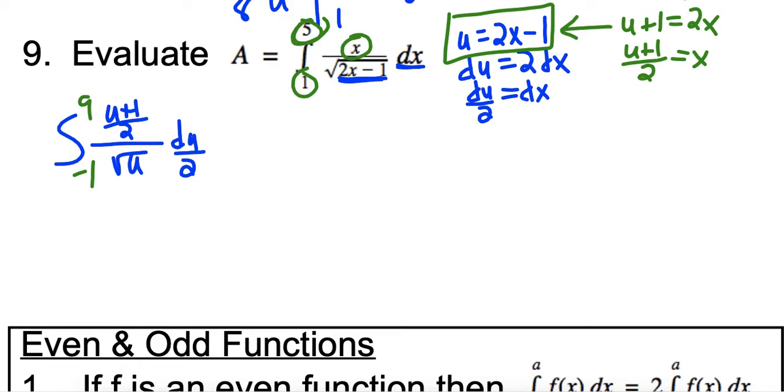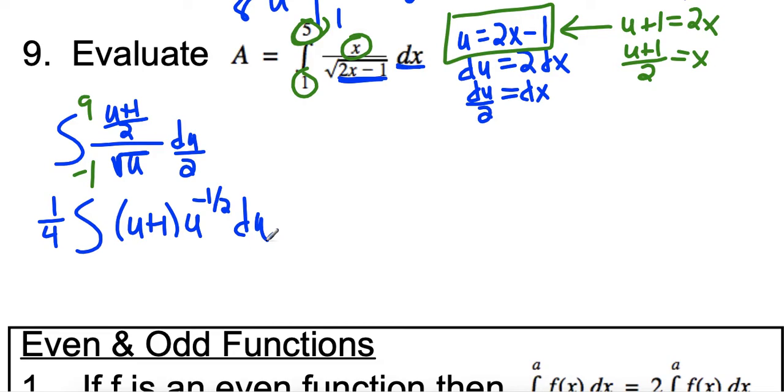Okay, let's see. Let's pull out both of those 1/2. So it's going to be a 1/4. And then we've got that u plus 1. And then I'm going to bring the square root thing up here. It's u to the -1/2 du. I think that takes care of everything. Distribute that. Oh, we forgot -1 to 9.